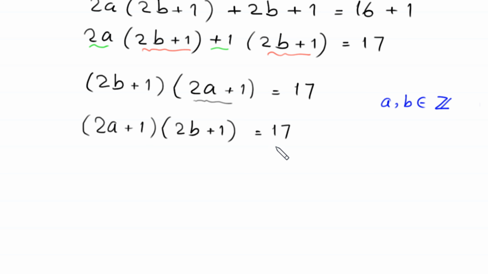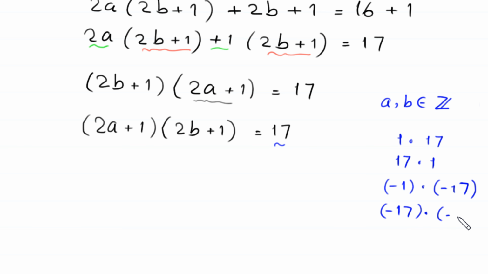So this 17 can be factorized as 1 times 17, 17 times 1, negative 1 times negative 17, negative 17 times negative 1. It means we have 4 cases. This is case 1, this is case 2, this is case 3, and this is case 4. First we solve case 1.